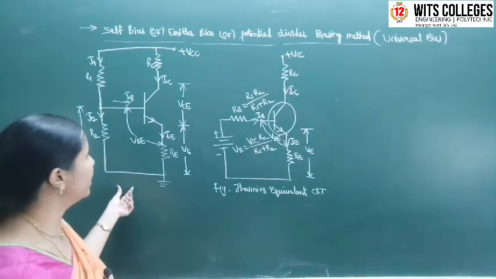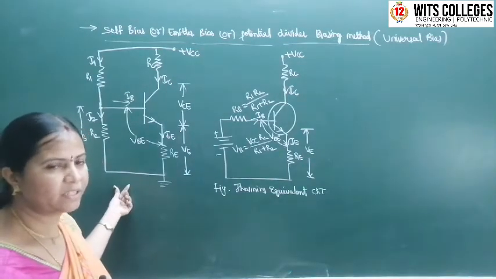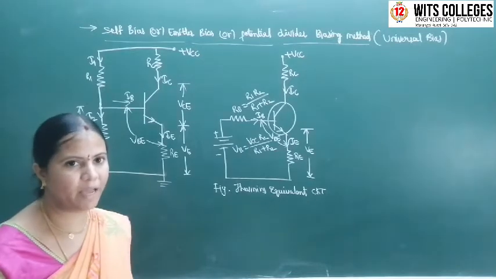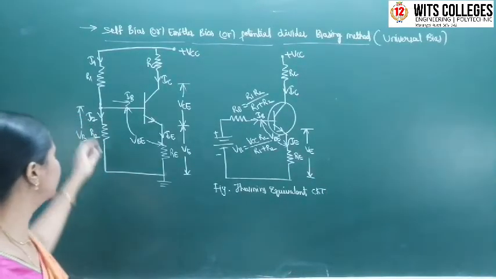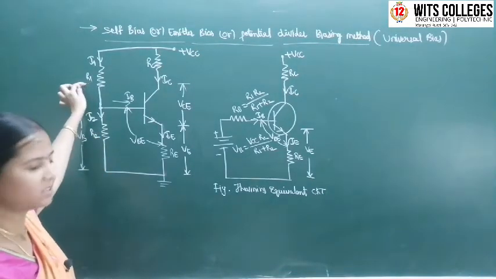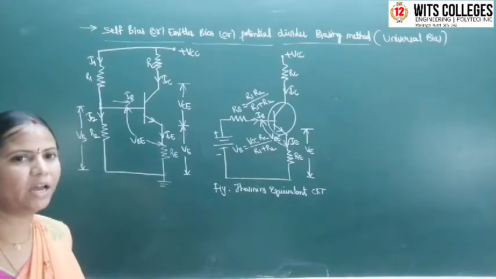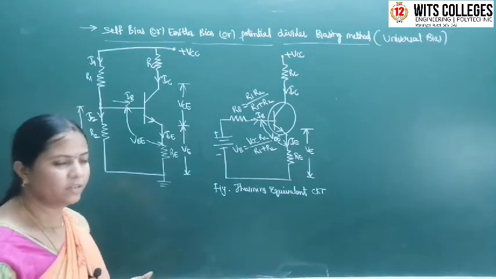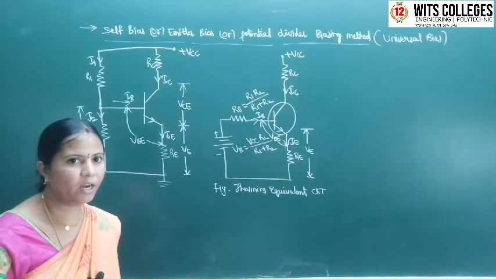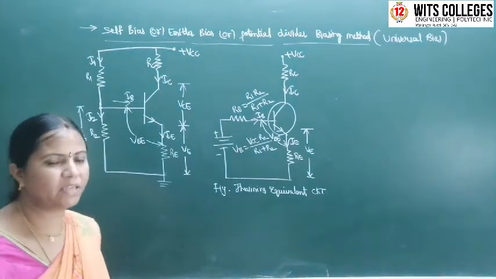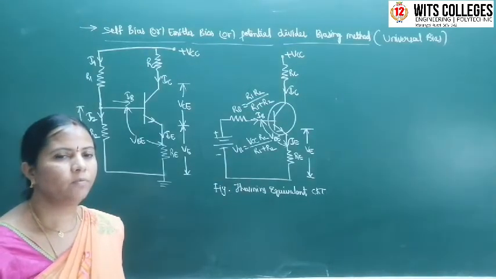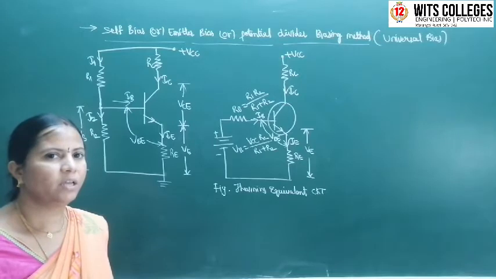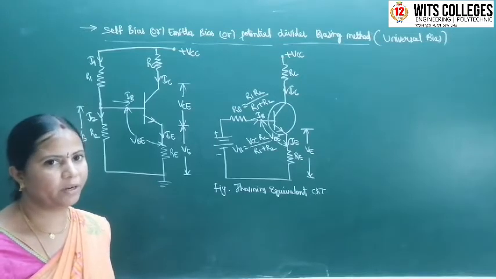So this is the circuit diagram of the potential divider biasing method. Here why do we name it the potential divider biasing method? Here the external resistors R1 and R2 provide the voltage divider biasing. That's why we named it the voltage divider biasing technique. Okay? This type of voltage divider biasing method is commonly used in amplifiers because it provides a stable operating point.